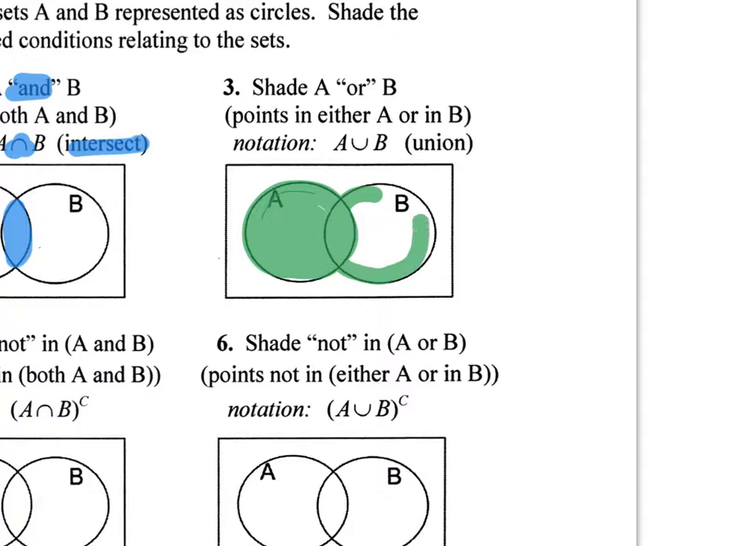Now they overlap. We dealt with this yesterday a bit. They overlap, but they overlap in the same spot. So A or B is both of those put together. So or is the same thing as union, which is this little U. And often when we think or, we think adding.